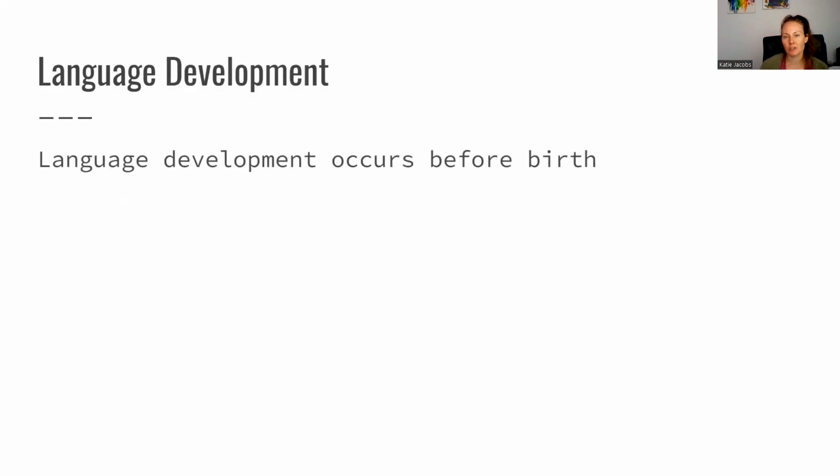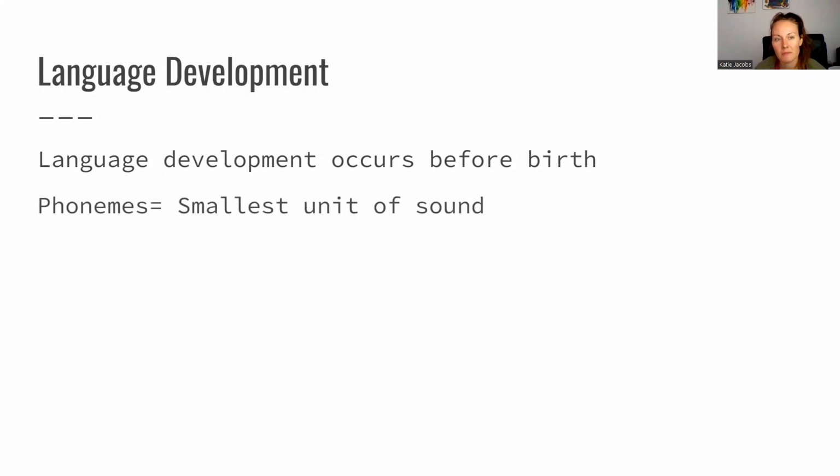So language development actually starts before birth. They indicate that's because babies can hear their mother's voice and recognize it. They can start to hear language. For example, like the study I told you all about, the Dr. Seuss books. So when we're talking about language development, phonemes are the smallest unit of sound.